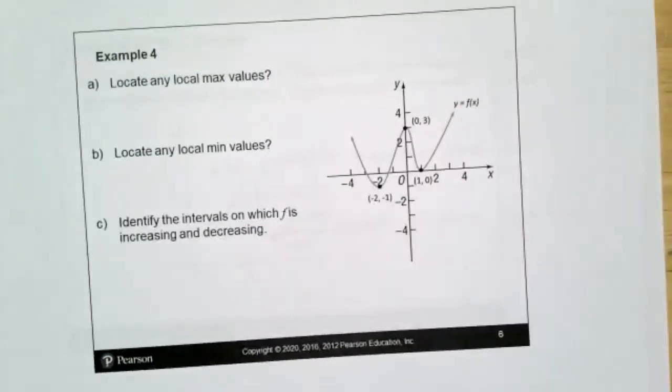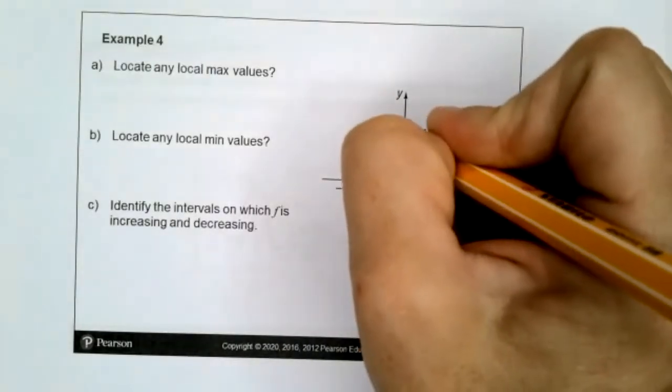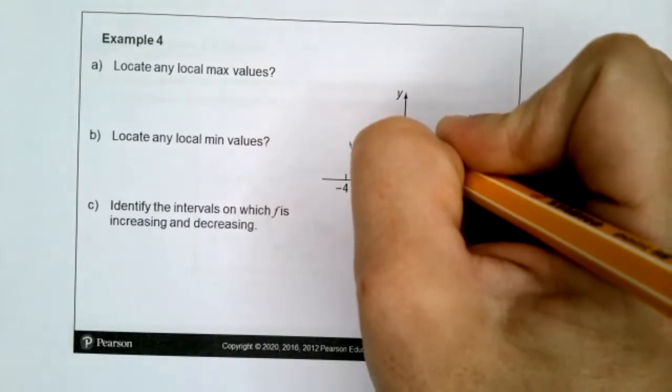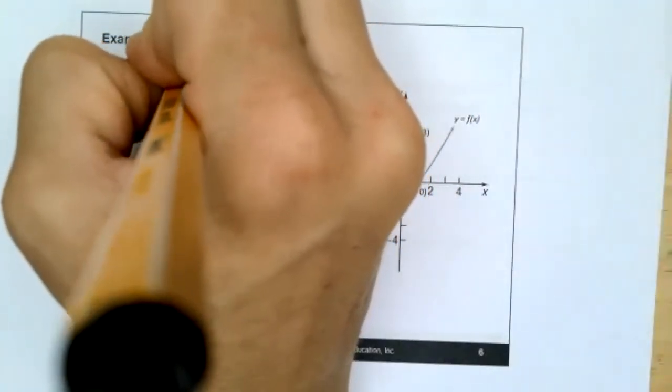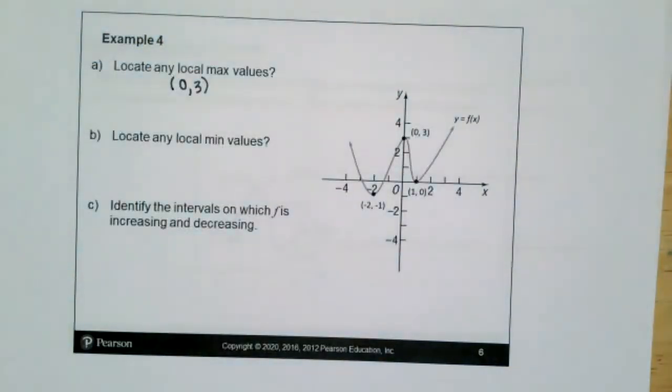So example 4, it says locate any local max values. Good. So if it goes up and back down, it's a local max. 0, 3 is a local maximum. Okay.